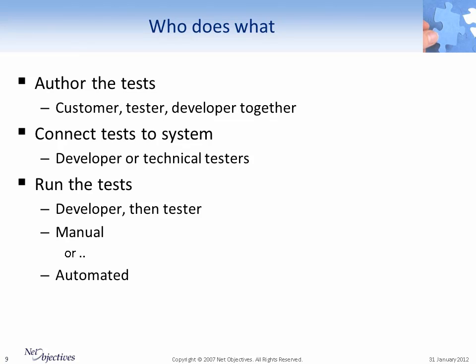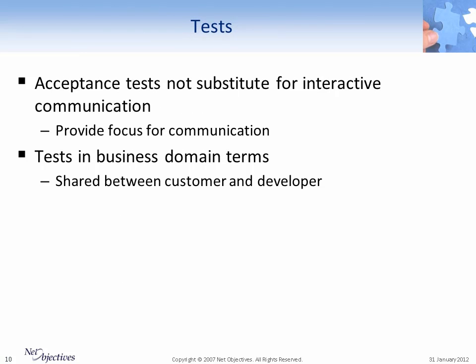Acceptance tests can be manual. However, automating acceptance tests allows them to be run as regression tests to ensure that new features do not interfere with previously developed features.